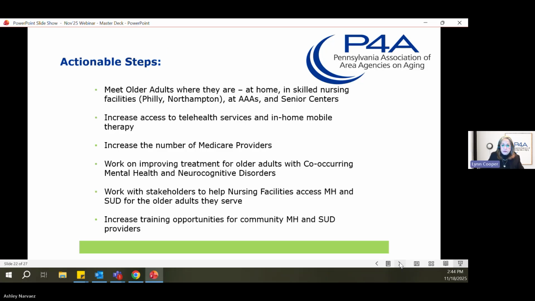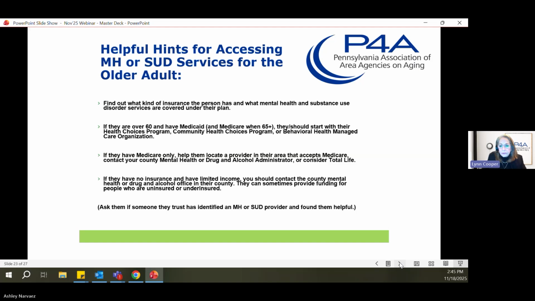Actionable steps. These are some of the things that we're working on to do better, meet older adults where they are. We're working on trying to increase telehealth and in-home mobile care. Older adults, again, if we're going to meet them where they are, we've got to talk about those issues. Increased number of Medicare providers for both mental health and substance use disorder. We are working very hard to address the whole issue of co-occurring with neurocognitive problems, and we've already talked about helping the stakeholders to assist nursing facilities in building more capacity. Lots of training needed, of course, always.